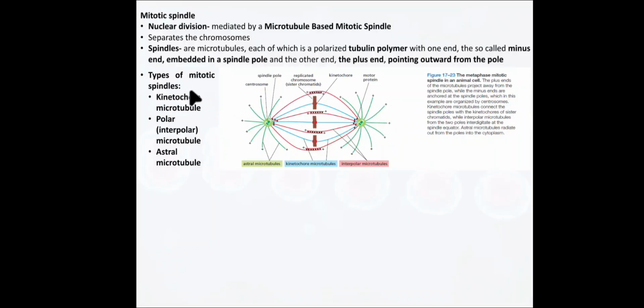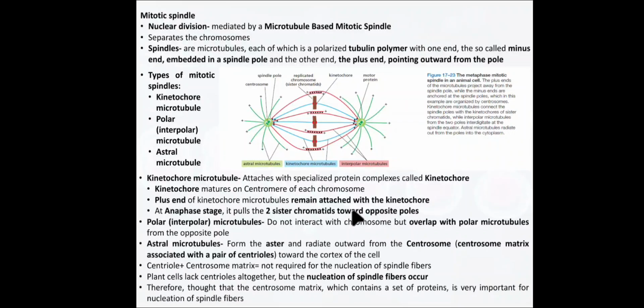There are three types of mitotic spindle microtubules: kinetochore microtubules, which attach to the kinetochore; polar microtubules, which do not interact with any chromosomes but overlap with the opposite polar microtubules; and astral microtubules, which radiate outwards towards the cortex of the cell.